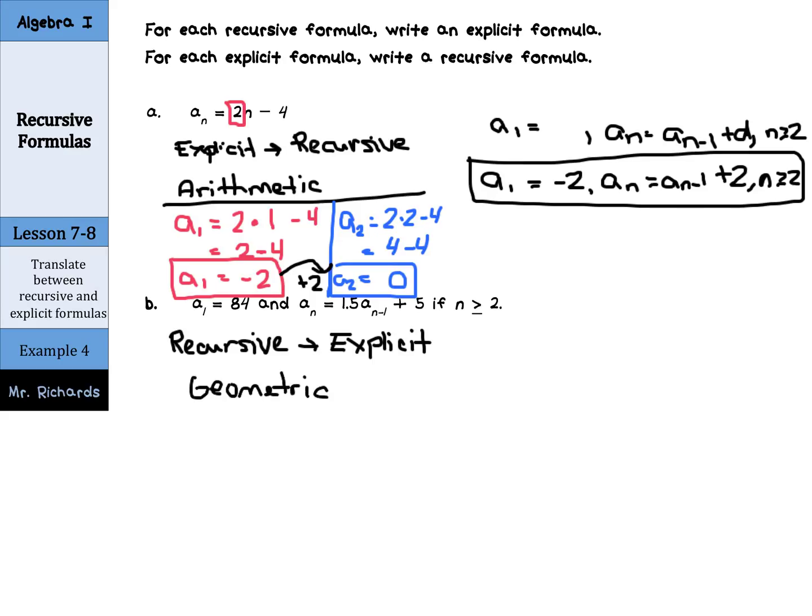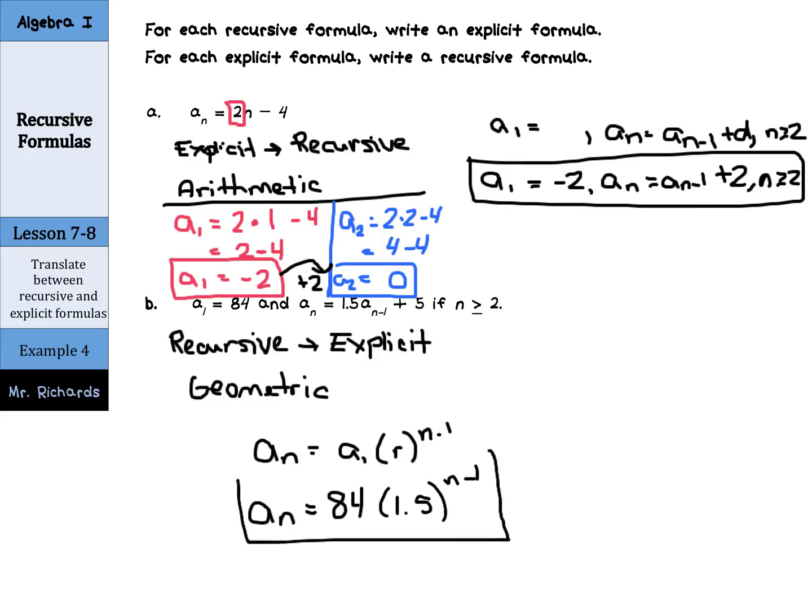So to go from recursive to explicit, we can use our formula an equals our first term multiplied by our common ratio to the n minus 1 power. So for any term, we can look at our first term, which is 84. Then, to find this common ratio, it's this 1.5. So 1.5 to the n minus 1 power. And that is our solution.